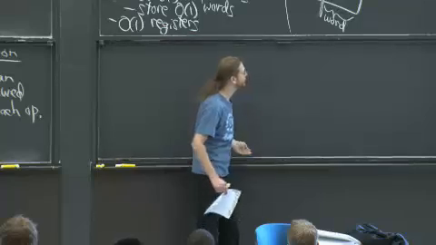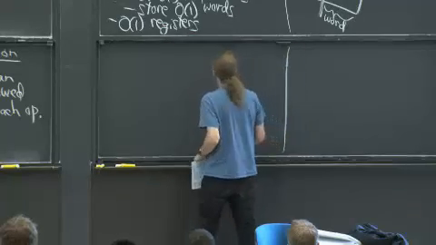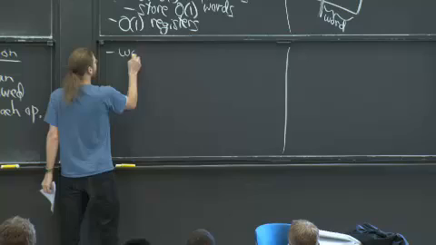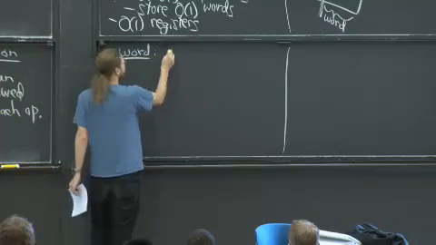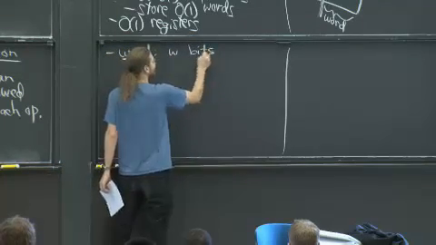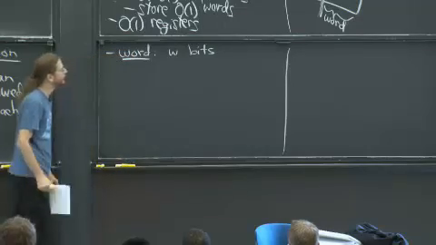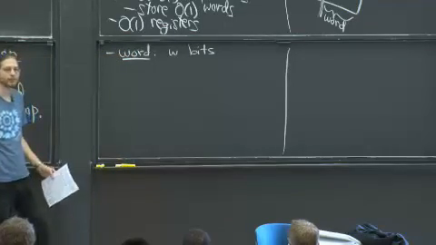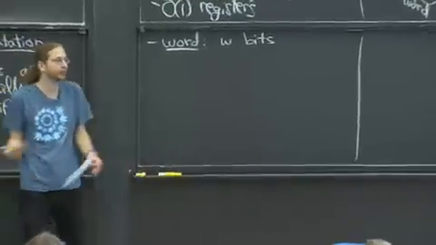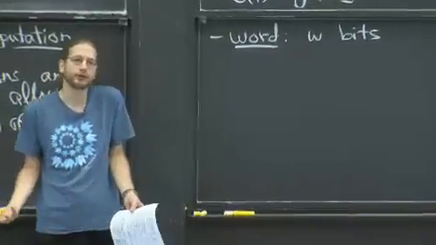Computers these days are like 32 bits or 64 bits. But we like to be a little bit more abstract. A word is W bits. It's slightly annoying. And most of this class, we won't really worry about what W is. We'll assume that we're given as input a bunch of things which are words.